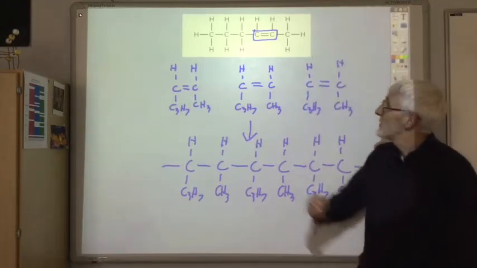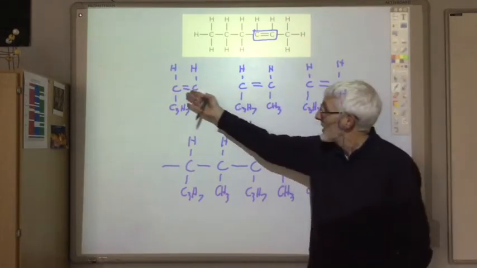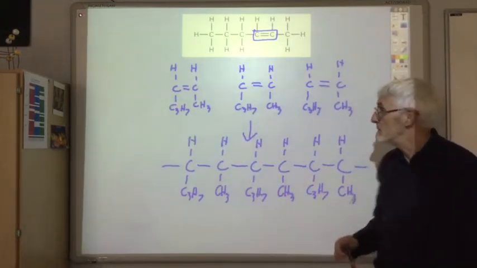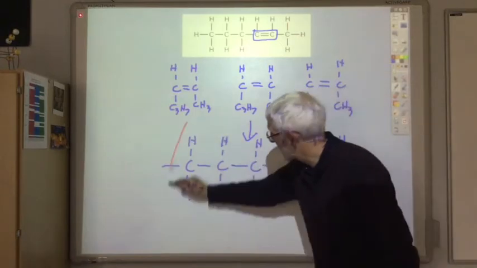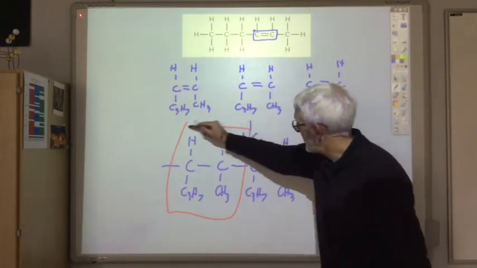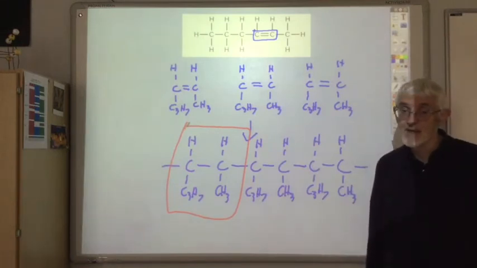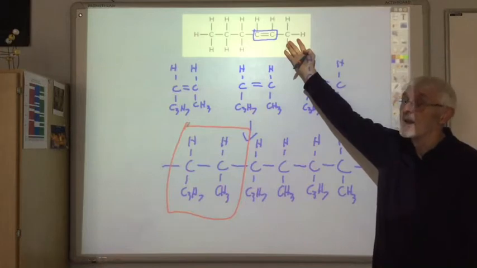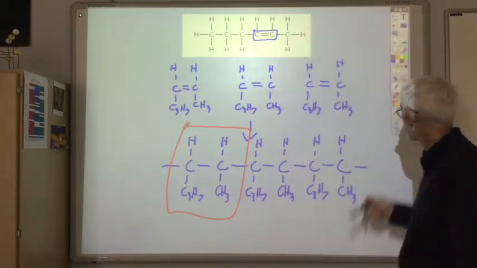So no matter how complicated the initial molecule looks, as long as you can redraw it in this H formation, it then becomes really simple. And just highlight the repeating unit. So there's the repeating unit. That's a unit that just repeats over and over again. And that's how you get from even quite complicated alkenes to the polymer that you produce.